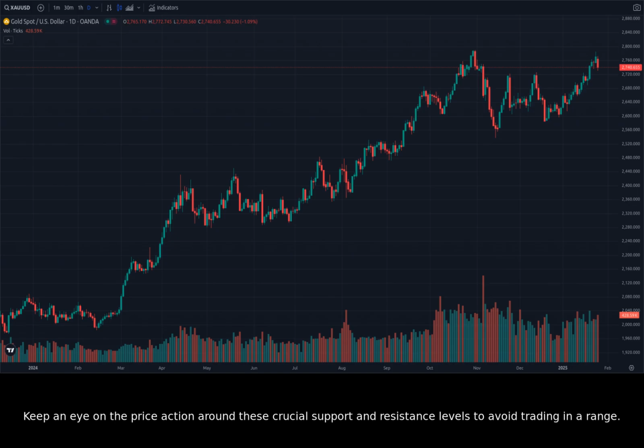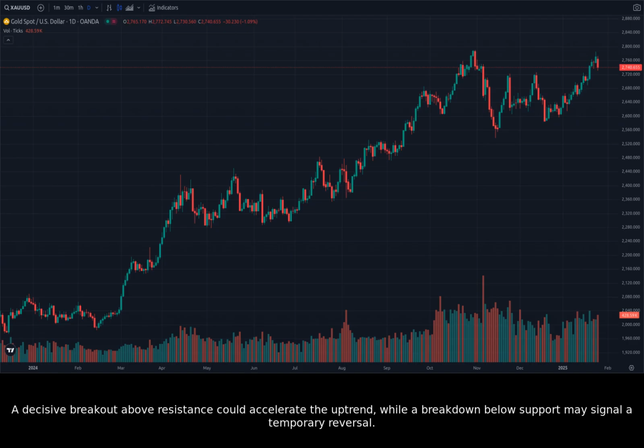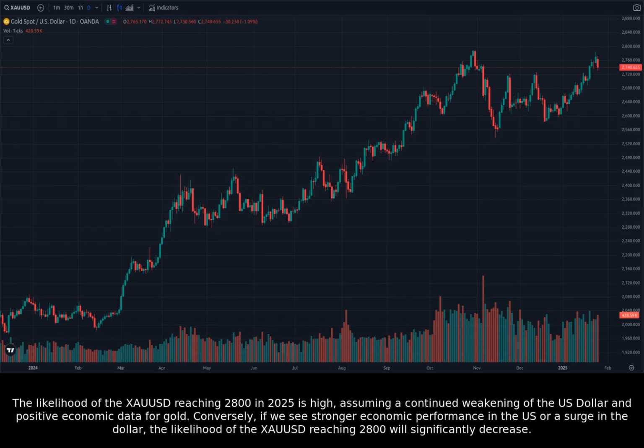A decisive breakout above resistance could accelerate the uptrend, while a breakdown below support may signal a temporary reversal. The likelihood of the XAUUSD reaching 2800 in 2025 is high, assuming a continued weakening of the US dollar and positive economic data for gold.